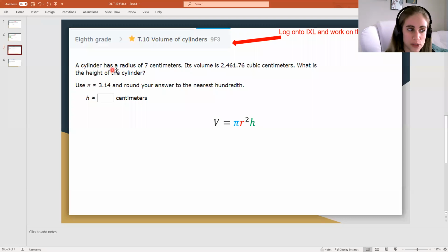A cylinder has a radius of 7, okay? Its volume is 2,461 and 76 cubic centimeters. Whew, that's a big number. What is the height? All right, what's different about this one? Yeah, I'm not trying to find the volume. I know the volume. Instead, my unknown value is my height.